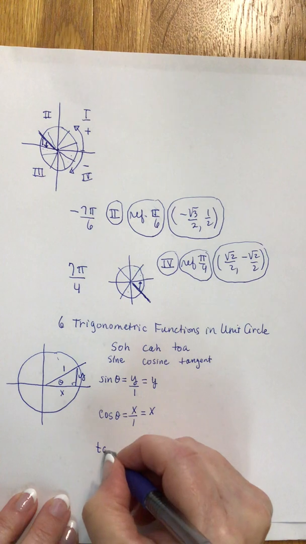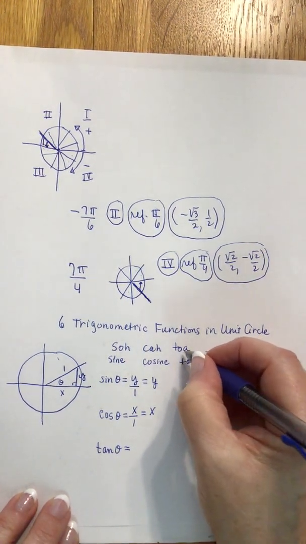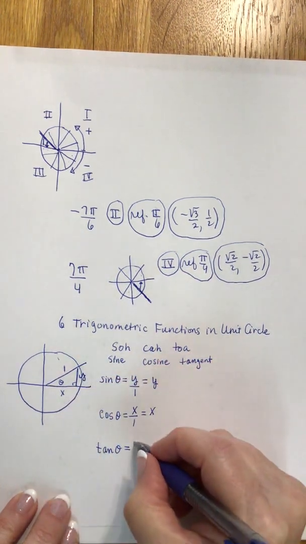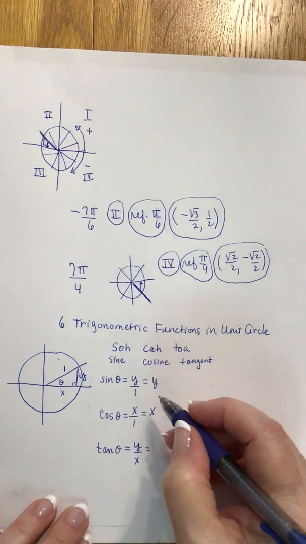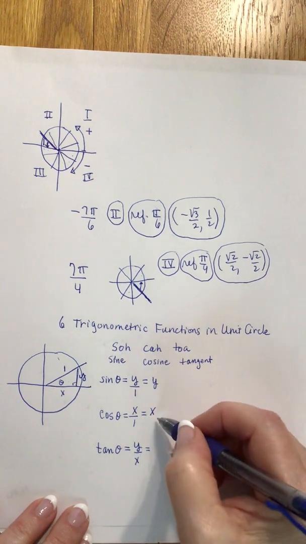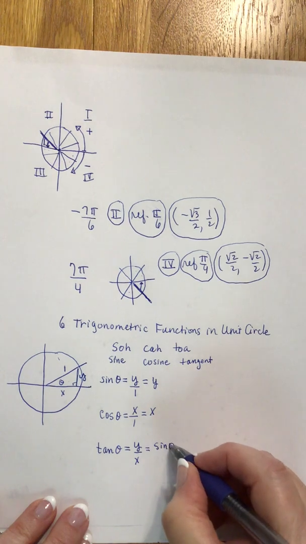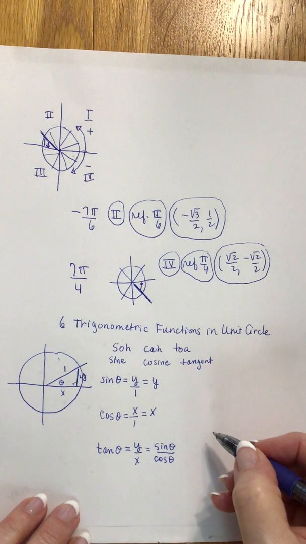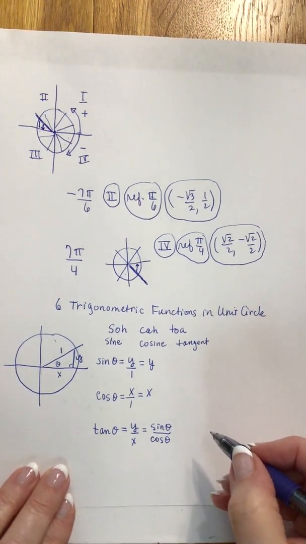Now I have tangent theta. Tangent theta is TOA, so opposite over adjacent, so opposite is y over x, so I've got y over x. Now we also know something about tangent though, because sine is the y and cosine is the x. So that means we can rewrite this as sine theta over cosine theta for tangent. So we've got sine, cosine, and tangent.